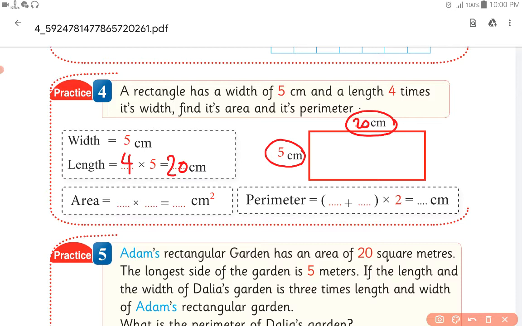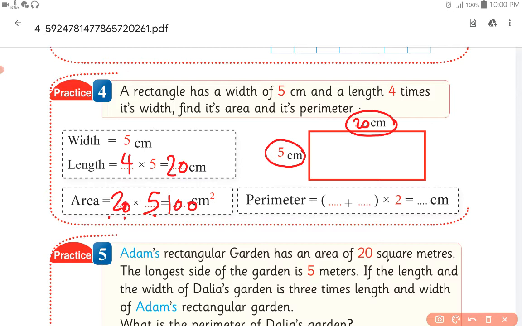area قلنا الاريا بنحسبها ازاي؟ length times width. يبقى 20 times 5. 5 times 0 equals 0. Then 5 times 2, it will be 10. It will be 100 square centimeter. Perimeter.